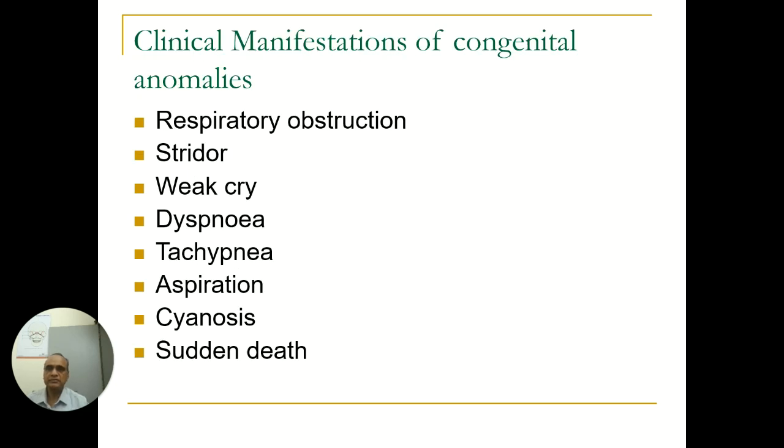What are the clinical manifestations of the congenital anomalies? It is very easily interpreted. One is respiratory obstruction, which will lead to stridor, that is noisy breathing. Next comes weak cry, because of the speech mechanism you will get a weak cry, an impairment. Next comes dyspnea, that is nothing but respiratory embarrassment. Tachypnea, when the respiratory embarrassment is there, your respiratory rate increases, which is otherwise called tachypnea.